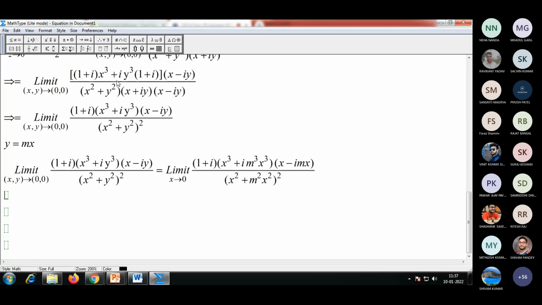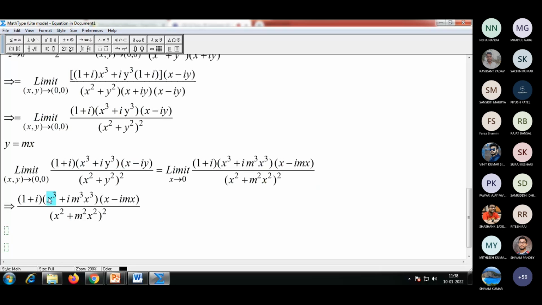This implies we may take something common. So x to the power 3 can be taken common from here and x from here. So ultimately x power 4 will come in the numerator, and from here x power 4 will come in the denominator. So x power 4 will cancel out. So it is free from x. So x tends to 0 is meaningless. So ultimately its value is coming.